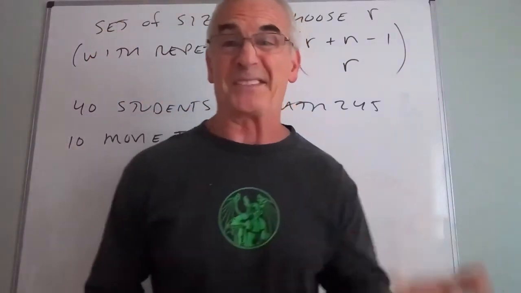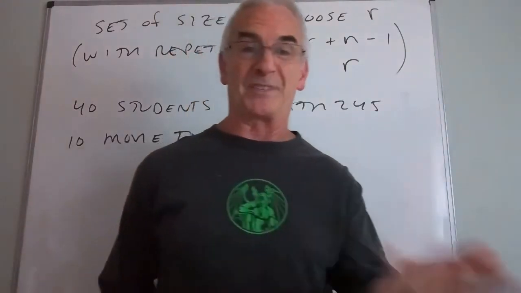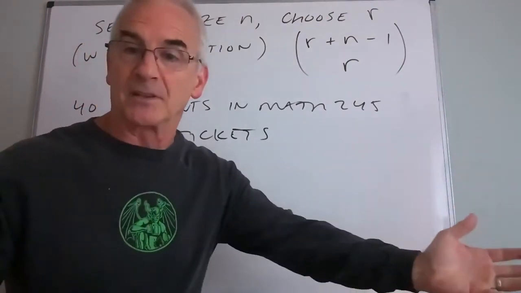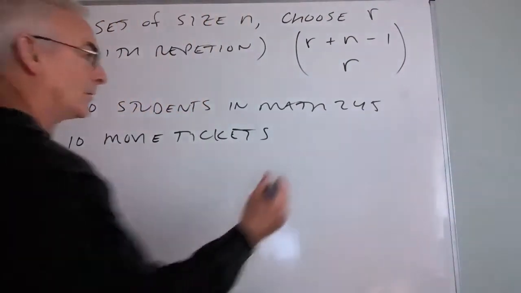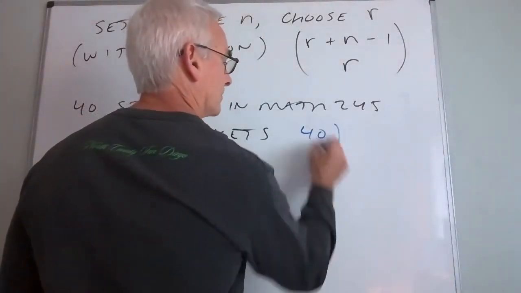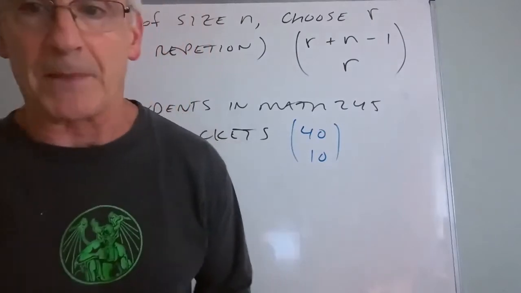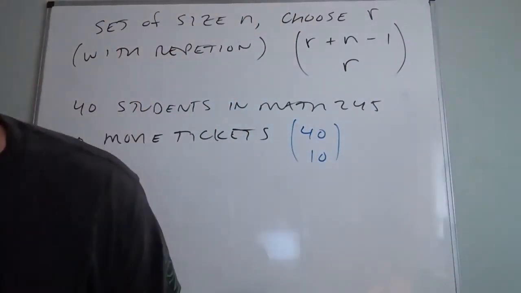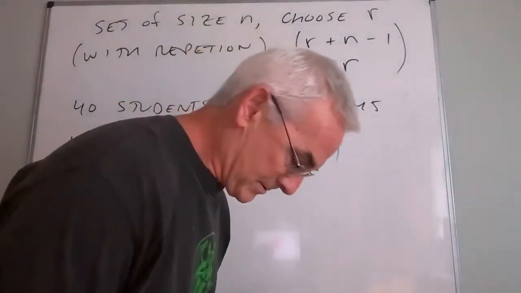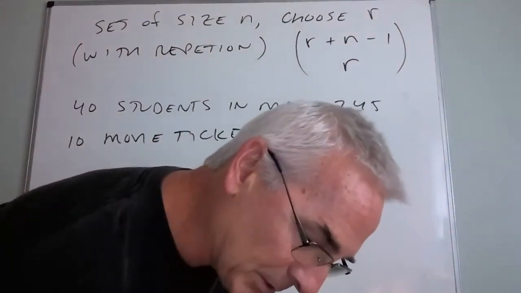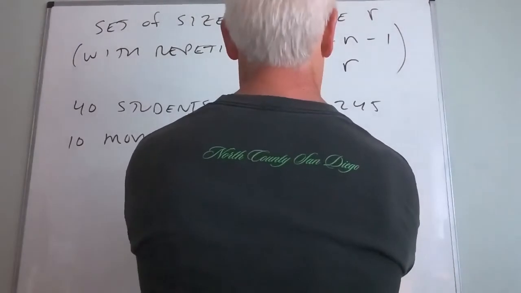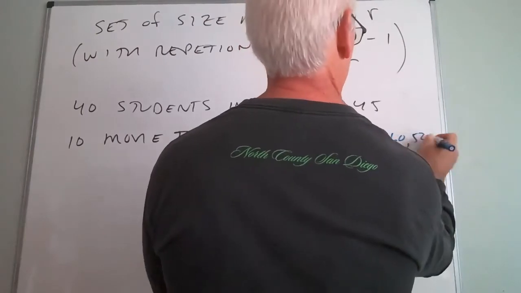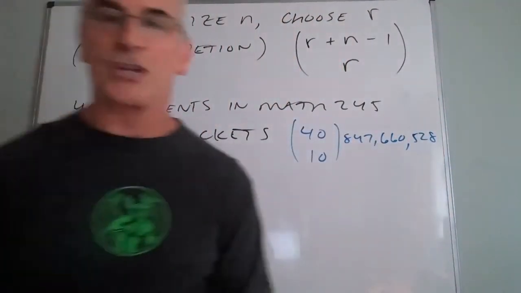Now, let's keep it simple. The 10 tickets are all for the same movie. So being chosen first or being chosen 10th doesn't make any difference. It's some new blockbuster movie coming out, and I'm going to give away 10 tickets. Now, how many ways can I do that? Well, we know it's simple. It's 40 choose 10, because we just determined that order did not matter. So we calculate 40 choose 10. And that would be, ooh, that's huge. That's a lot of possibilities. That is 847 million 660,528.